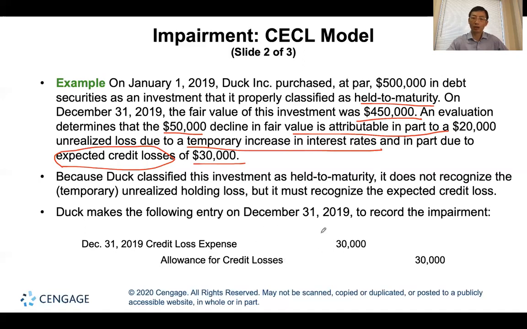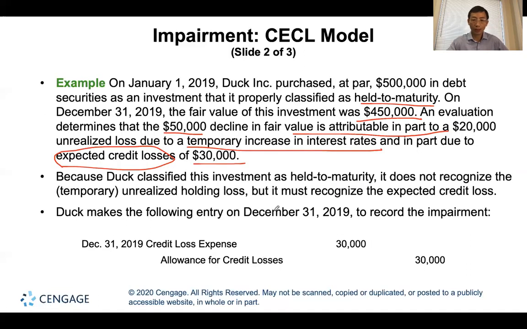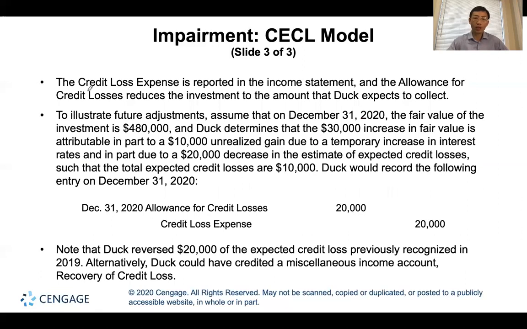So this loss goes directly into income in the income statement. Oh, I'm sorry, this is 3,000. Yes, it's a debit credit loss expense, credit allowance for credit losses. And the credit loss expense is reported in the income statement. And the allowance for credit losses reduces the investment to the amount Duke expects to collect.